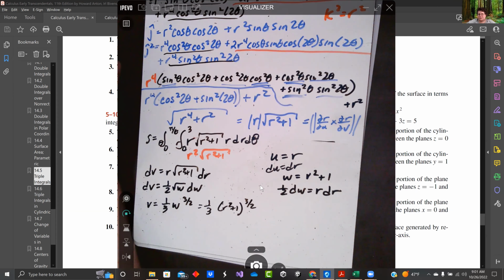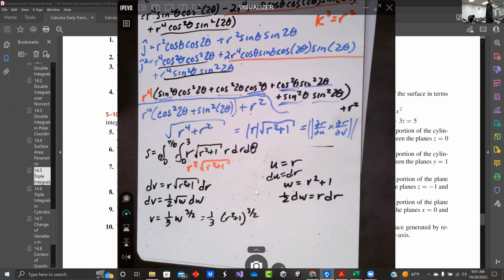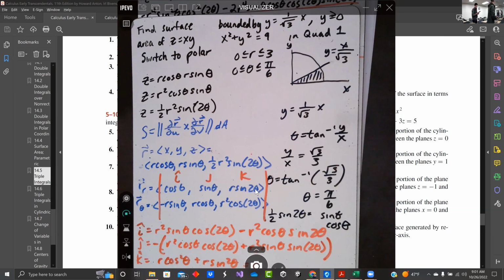I can't hear you because there are people closer to the mic than you talking. So what's the easy way? They took the z equals x, y. They took the two partials, dz dx and dz dy, which gave you just x and y. Put that into the definition of a surface area, which is the square root of the partials.